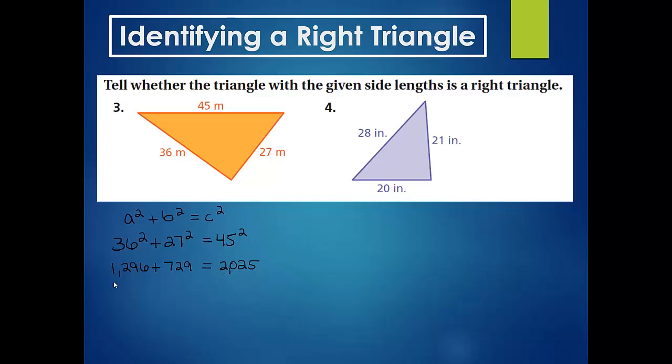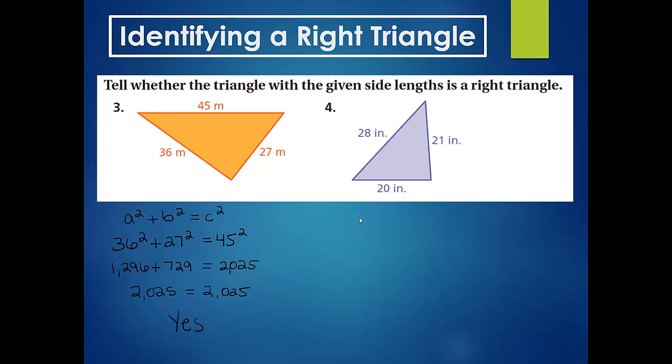Now we need to add up 1,296 plus 729. When we add those up, we'll get 2,025. And that is equal to 2,025. Since this is a true statement, we know that the triangle we're working with is a right triangle. So the answer would be yes, this is a right triangle.